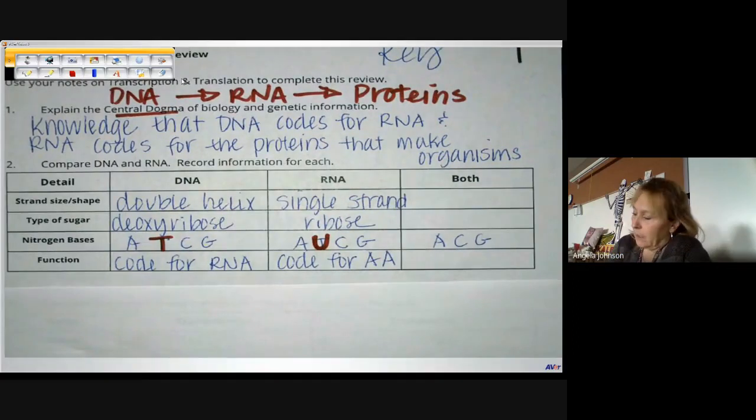RNA is a single strand. It's a ribose sugar. Adenine, uracil, cytosine, guanine. They both have adenine, cytosine, and guanine. RNA will code for specific amino acids.